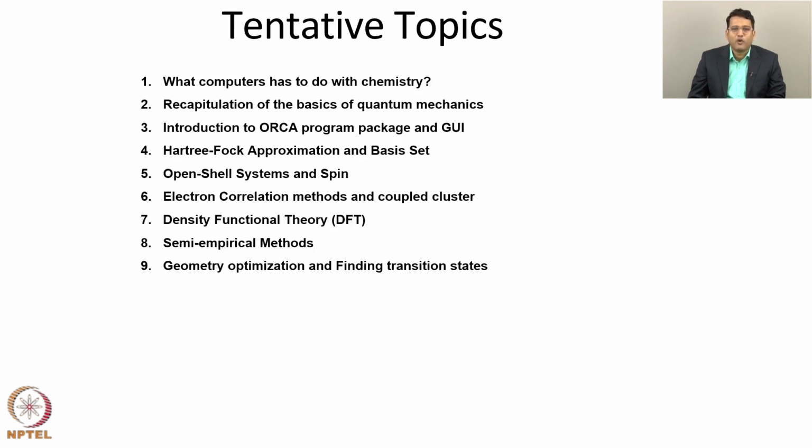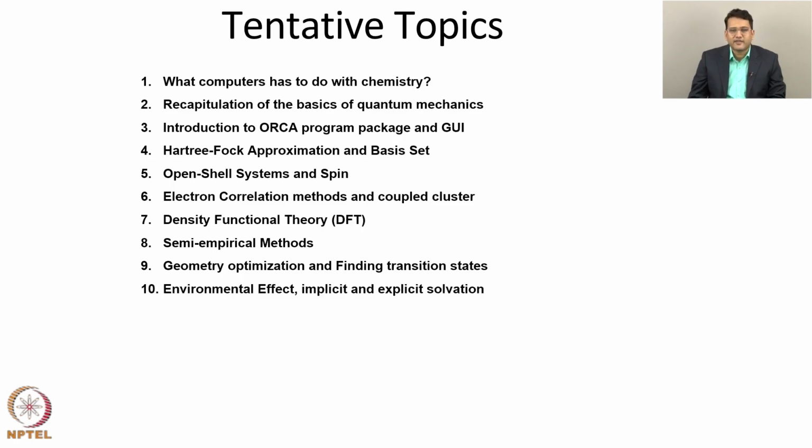Of course, the most popular option is density functional theory. We are going to know about density functional theory and the various functionals which are available. We are going to know about semi-empirical methods, which can do calculations very rapidly. As in chemistry we often deal with reactions, we are going to know about geometry optimization and how to find transition states, so we can calculate reaction rates.